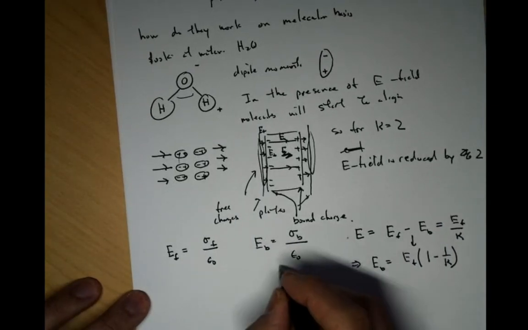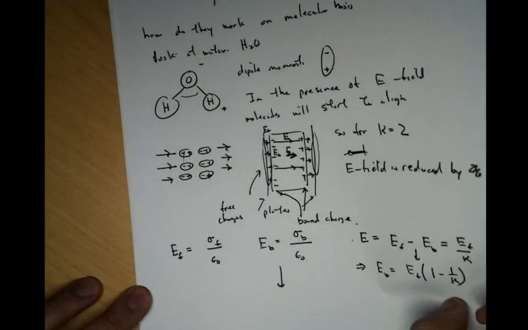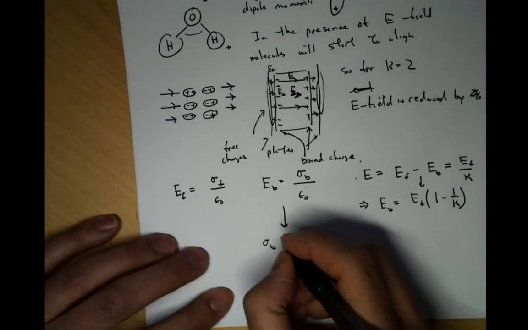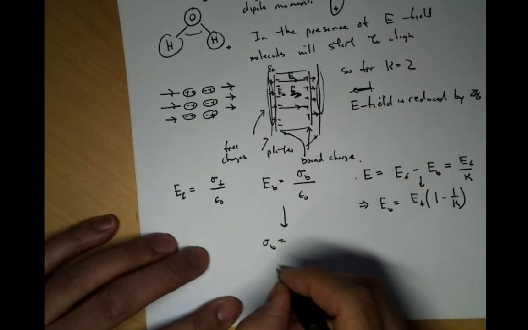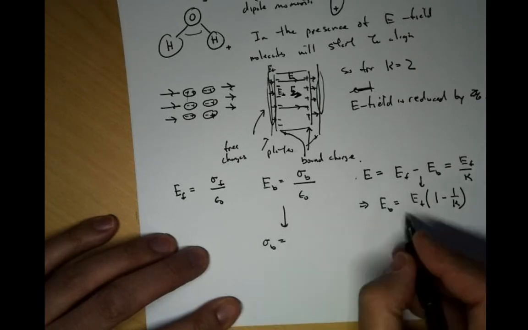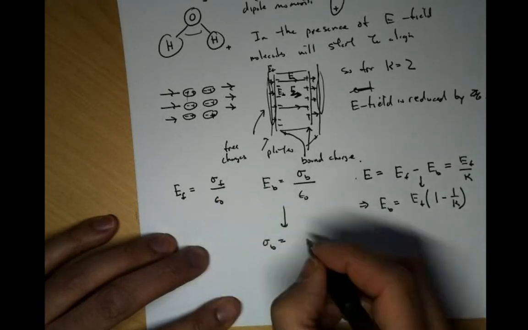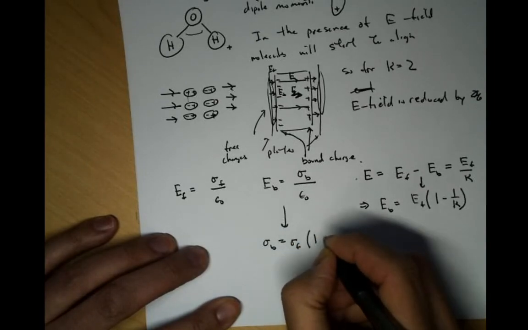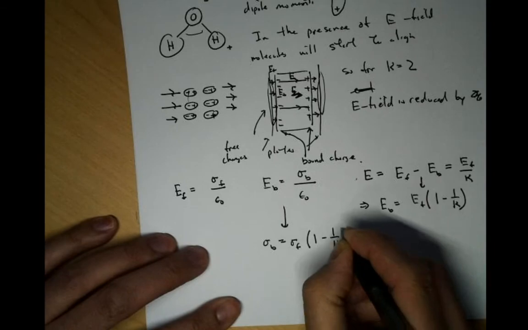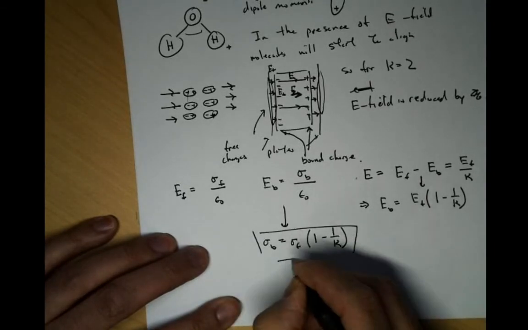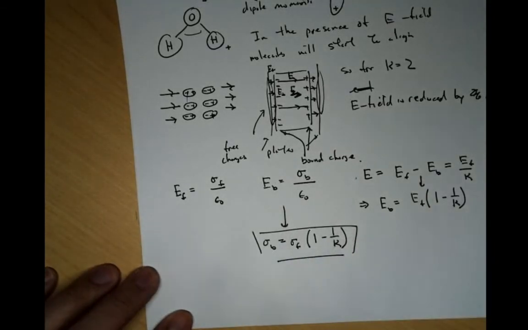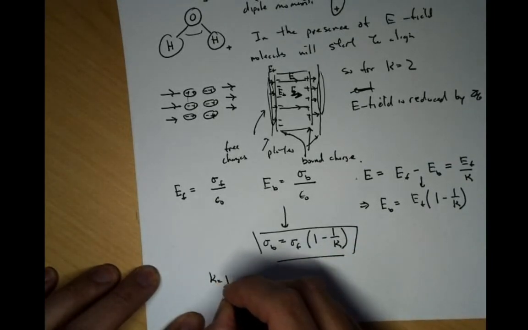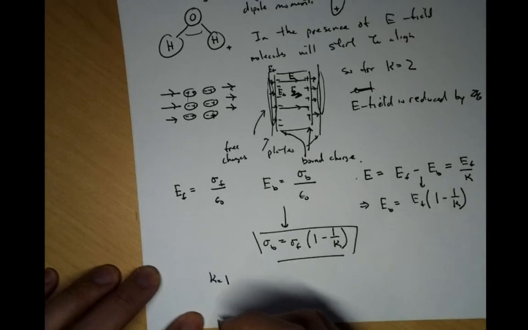Okay, and so if I apply these two together, that means the surface charge density, sigma bound, is just going to be equal to sigma free times 1 minus 1 over kappa. Okay? Now, if you have basically kappa equals 1, let's say for air or vacuum, right?